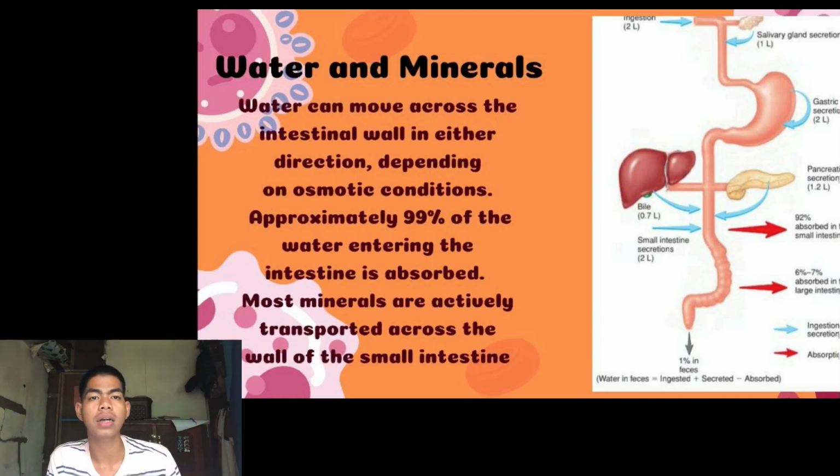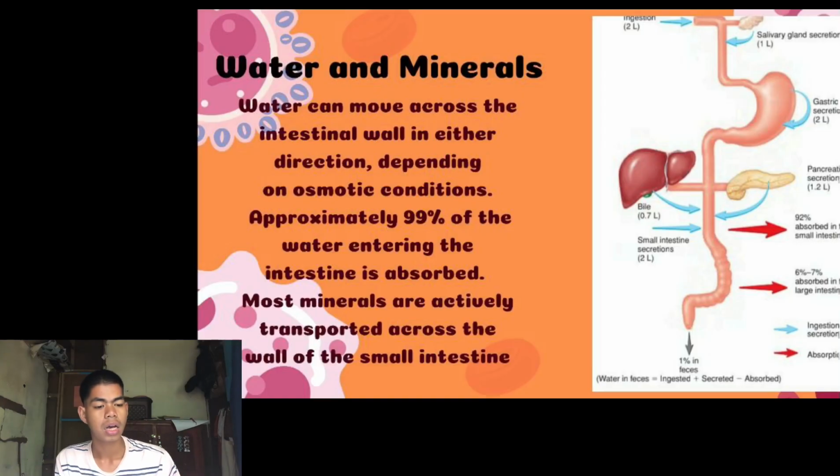So each day, approximately 9 liters of water enter the digestive tract. So we ingest about 2 liters of water from the food that we eat, and the remaining 7 liters are from digestive secretions, like the digestive juices: saliva, stomach acid, bile from the liver, and pancreatic juice.